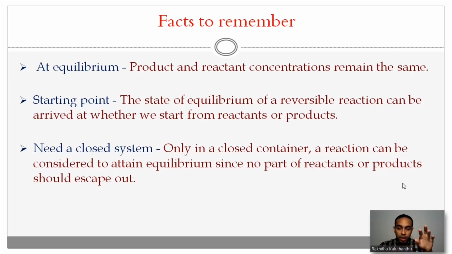Starting point: since we are talking about a reversible reaction, it doesn't matter from which end we start the reaction. You can have A and B put into a container and then an equilibrium obtained. Now, we were talking about A and B going into C and D. You can also have just C and D put into a container going into A and B, and obtain an equilibrium there. So it doesn't matter from which end you start, you can still obtain equilibrium if it is a reversible reaction. You need a closed system. I told you earlier, only in a closed container can a reaction attain equilibrium, since no part of the reactants or products can escape.